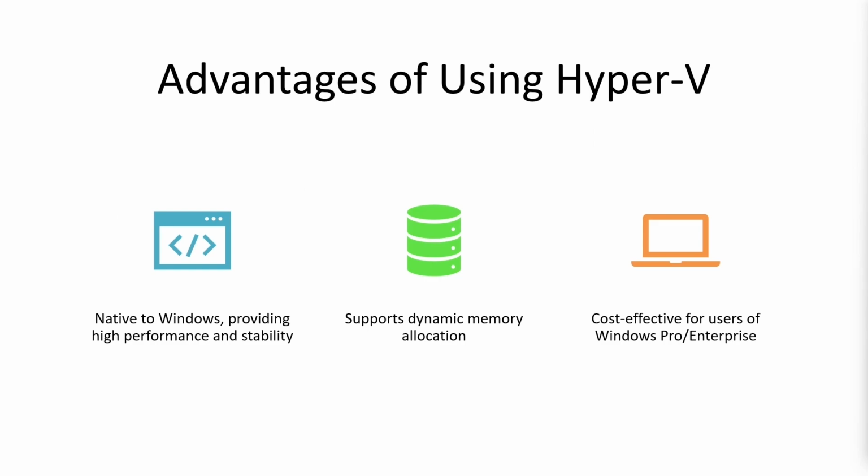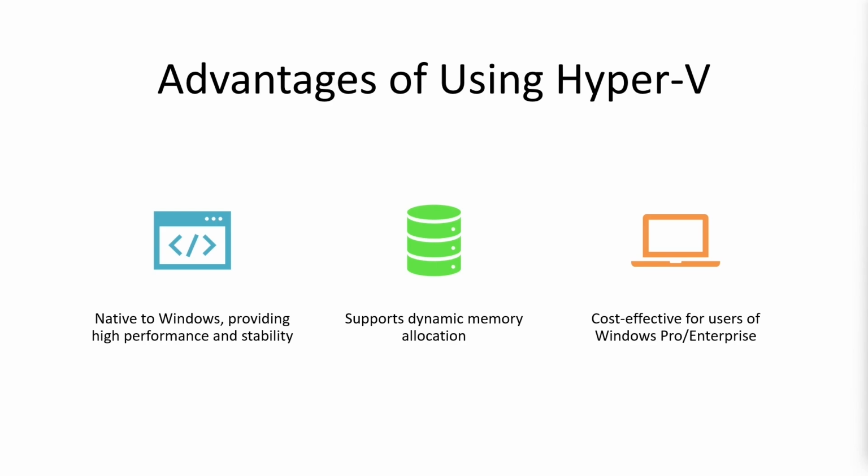Now, let's have a look at advantages of using Hyper-V. Hyper-V is native to Windows, providing high performance and stability, supports dynamic memory allocation, and it is cost-effective for users of Windows Pro or Enterprise. So this slide basically tells us that if we use Hyper-V, then we will have high performance and stability, especially when we are installing Windows operating systems as our virtual machines. So meaning, if we install a Windows operating system on our virtual machine through our Hyper-V, that Windows operating system will have high performance and it will also be stable.